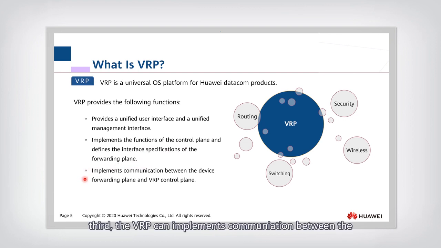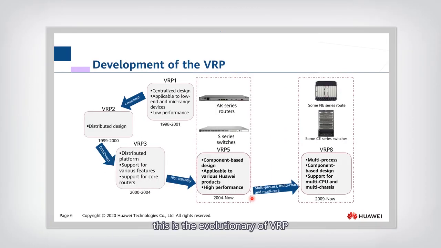Third, the VRP can implement communication between the device forwarding plane and control plane. So it provides the interface between these two layers. This is the evolution of VRP.